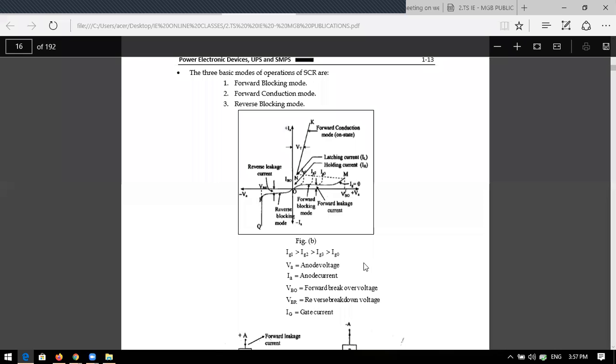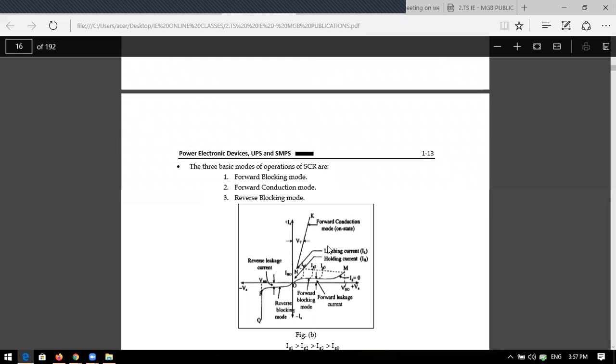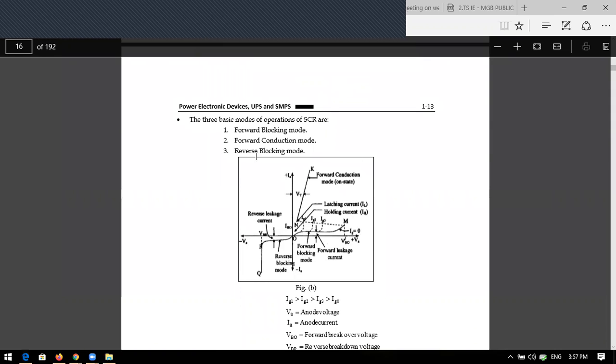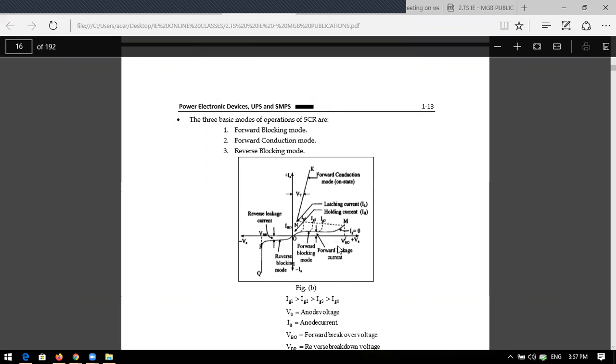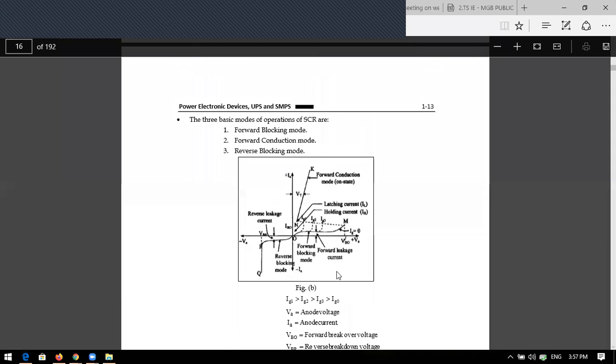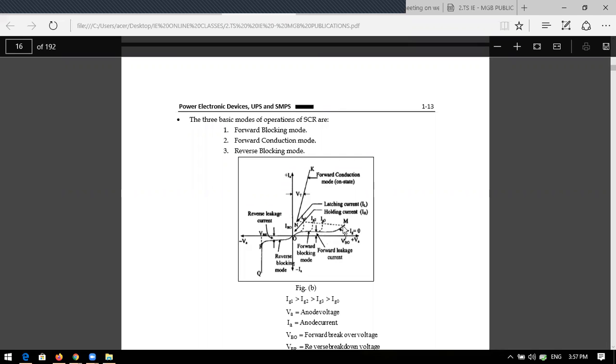Okay, so in this first mode, in the forward blocking mode, what will happen? Some leakage current is flowing, only a few milliamperes of current will flow. How long will it flow? Below the forward breakover voltage it will flow. And after reaching this voltage it will conduct negatively. So negative characteristics, that means even if the voltage increases, current will decrease.